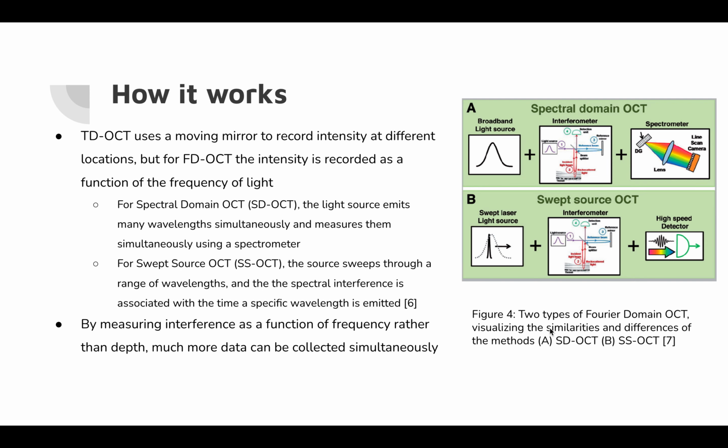Swept source OCT can operate at long wavelengths, achieve faster imaging speed, and longer imaging range than FD-OCT, as spectral domain OCT is only capable of penetrating around 2 millimeters. Both of these measure interference based on frequency rather than depth, allowing for much more data to be collected on the sample structure simultaneously.